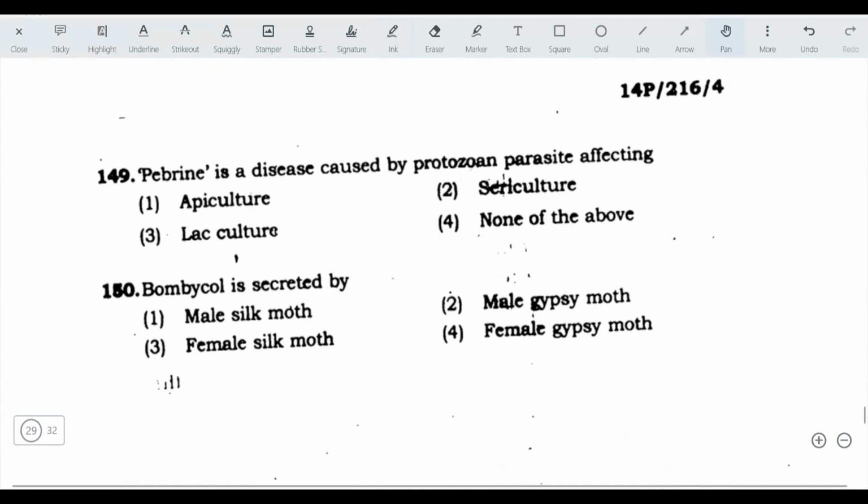Next, pebrine is a disease caused by a protozoan parasite affecting sericulture. It is caused by Nosema, a protozoan, and it affects silk production. Bombykol is secreted by the female silk moth. It is a sex pheromone used by the female silk moth to attract the male silk moth.